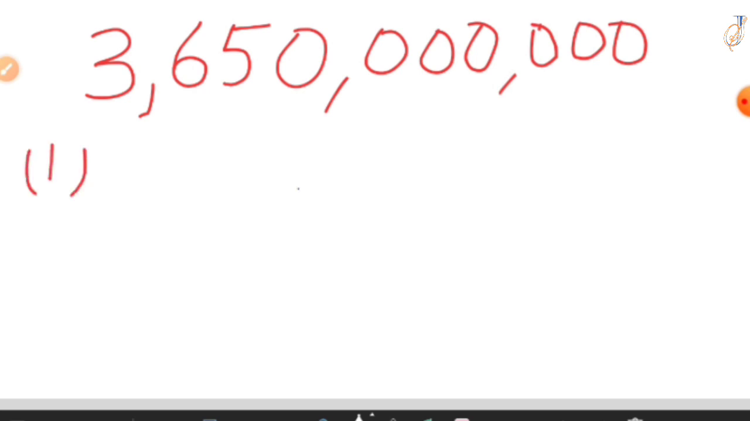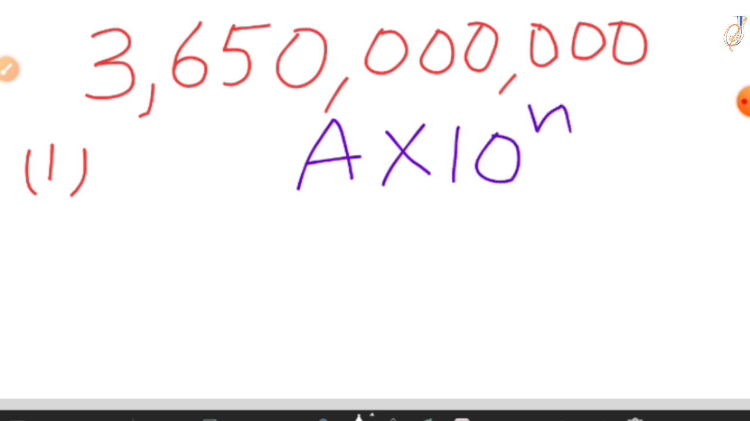Step 1. The scientific notation general form is A times 10 power n. So A is the decimal number and strictly between 1 and 10 only. And n is the exponent, either positive or negative.